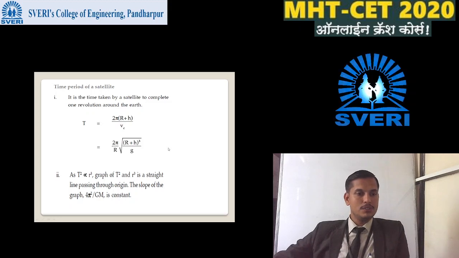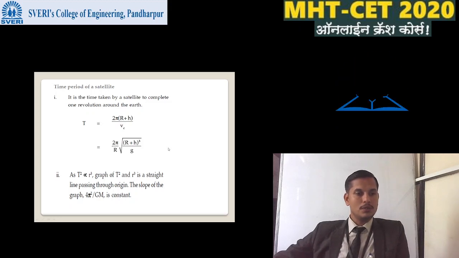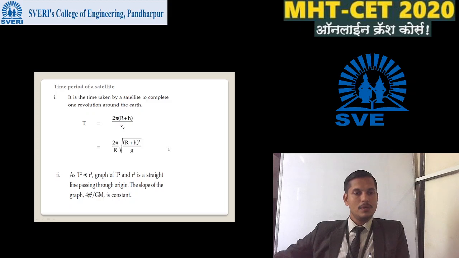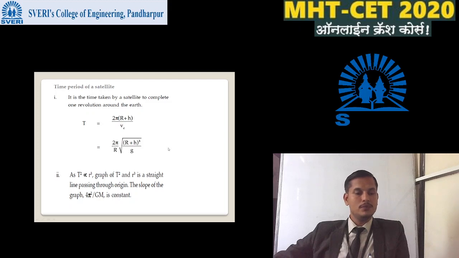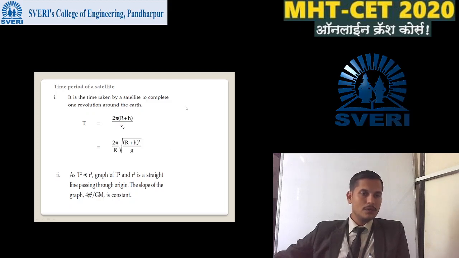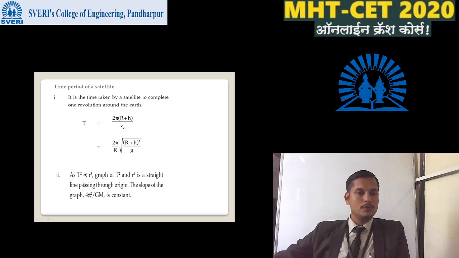As T square is proportional to R cube, the graph of T square and R cube is a straight line passing through the origin. The slope of the graph is 4 pi square divided by GM, which is constant. So here we have to know this equation, that is T square is proportional to R cube. So we are using this value while solving the MCQs and numericals.